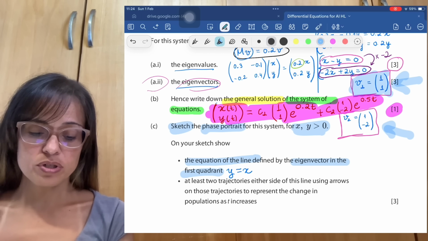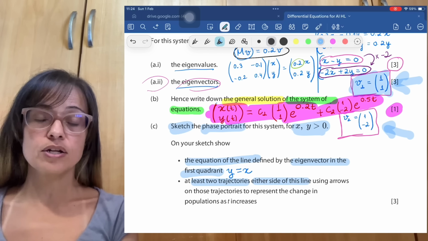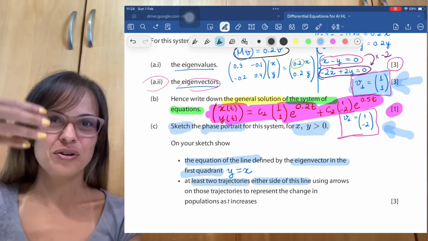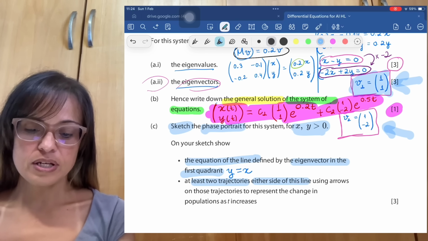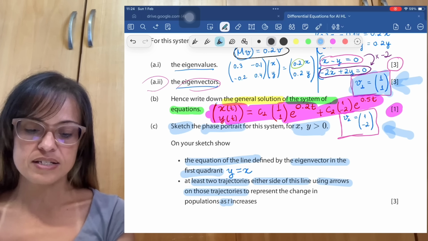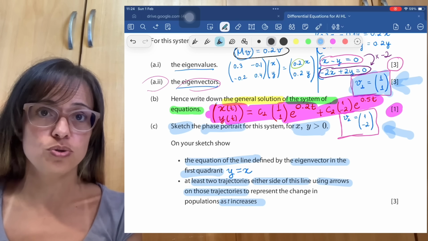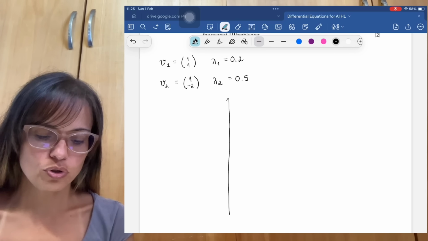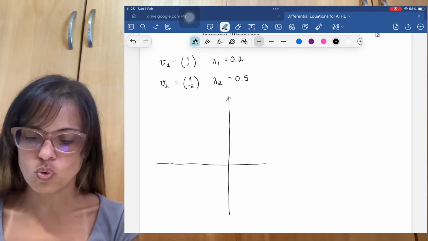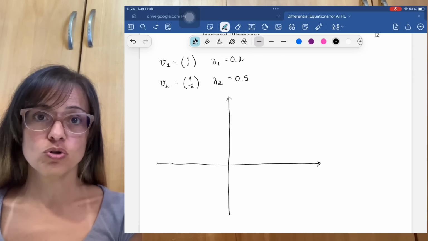And then he also wants us to show at least 2 trajectories either side of the line. So 4, okay? 2 over here and 2 over there. Using arrows on the trajectories to represent the change in population as t increases. So he's being very explicit about what kind of picture he wants to see. I am going to ignore the restriction about the quadrant for now, because I want to show you in general what this kind of picture looks like.